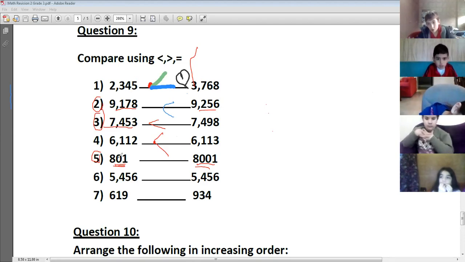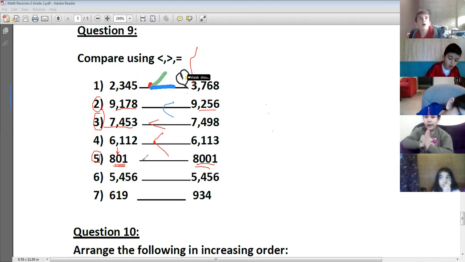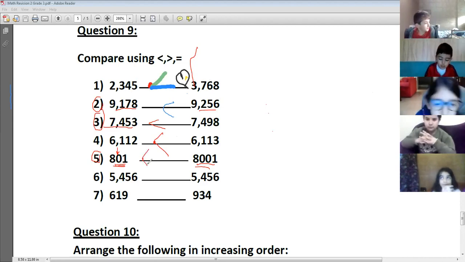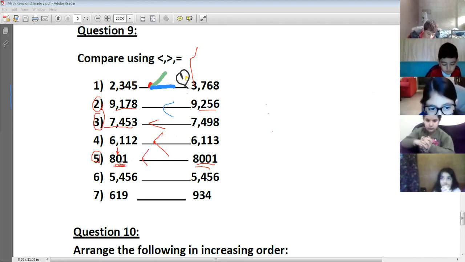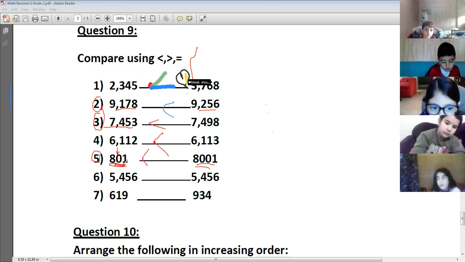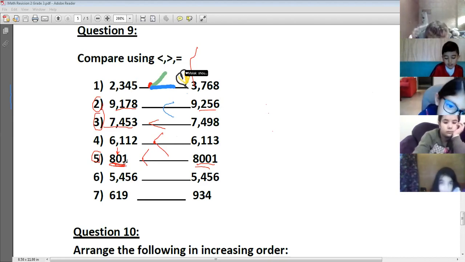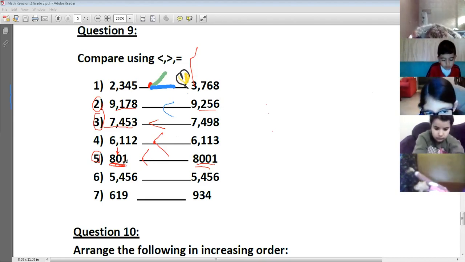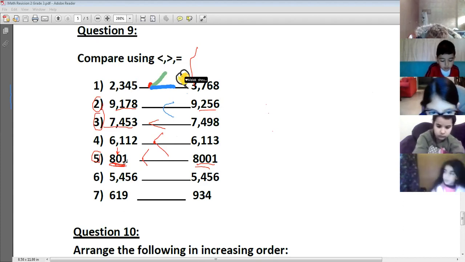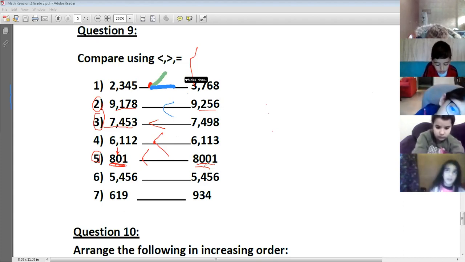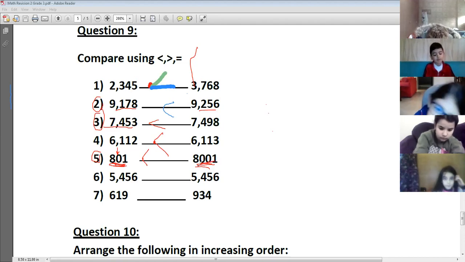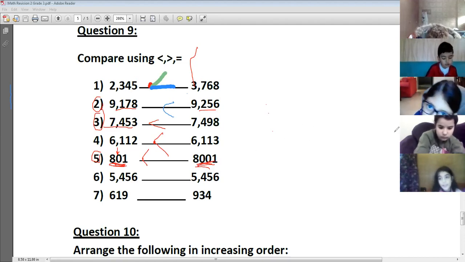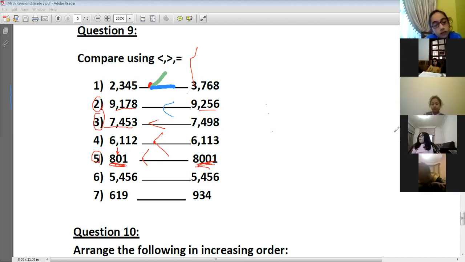Sally, which one is the smaller? This one is the smaller? Yes. Excellent. So I'll put a dot beside the smaller and open the mouth. Sally, can you read for me this number? Read it for me. 801. Excellent. And read this one. 8,001. Excellent, Sally. Not so bad.